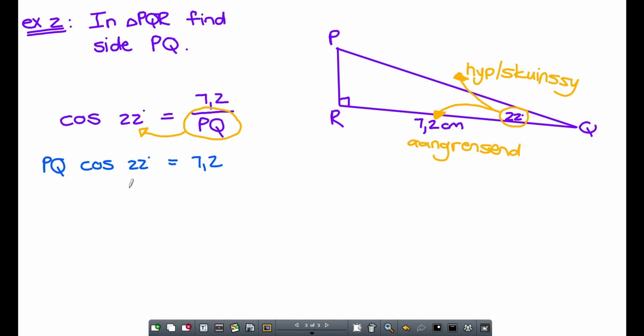So now I've got to take that cos 22 to the other side, and then what's going to happen? It's going to become divide. So PQ is going to be equal to 7,2 divided by cos 22. Okay, calculator. Round off to 1 decimal.